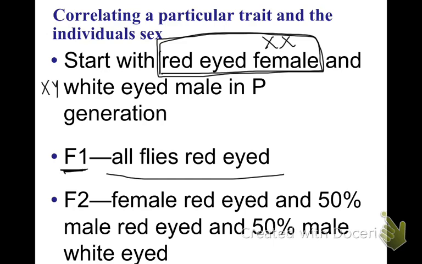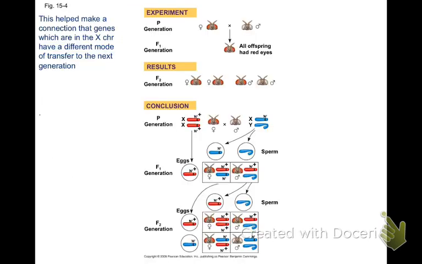And then in the F1 generation, all of the flies had red eyes. And in the F2 generation, he noticed that 50% of the males were red-eyed, 50% of the males were white-eyed, and all females were red-eyed. And how does this work? Let's see. So in the parental generation, he started with a red-eyed female and a white-eyed male. In the F1 generation, everyone had red eyes. So the inheritance pattern worked in such a way. After that, he crossed a red-eyed female and a red-eyed male from this generation.